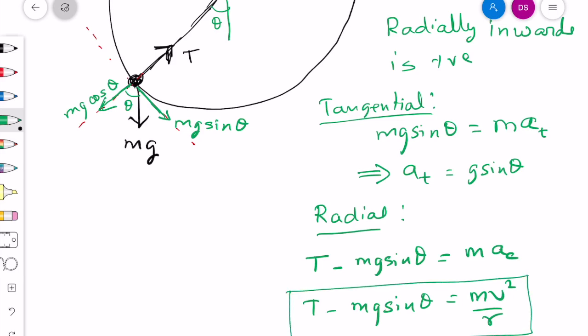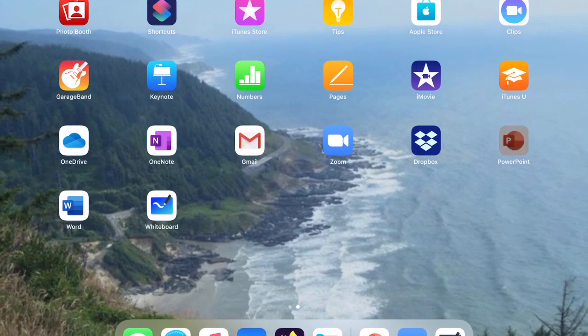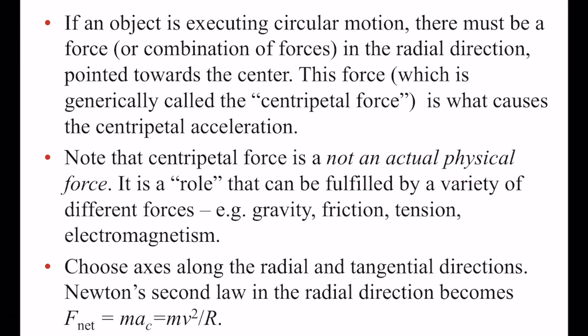So I just showed you how you can apply Newton's second law to an object going around in a circle, and that's pretty much all there is to it. Okay, now let's look at this quantity. That's what I mean in the third bullet point on this slide. Choose axes along the radial and the tangential directions. Newton's second law in the radial direction becomes F net equals mass times a centripetal, which can also be written as mv squared over r.